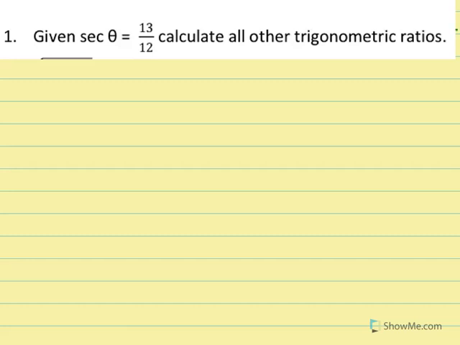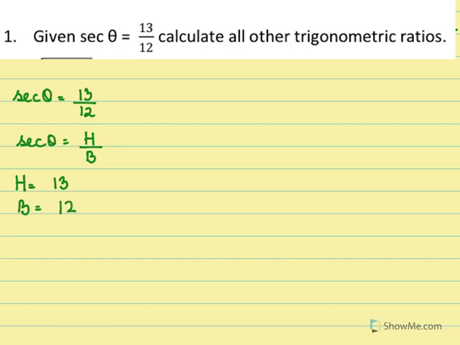Given sec theta equal to 13 by 12, calculate all other trigonometric ratios. So sec theta is 13 by 12. We also know sec theta is hypotenuse over base. So we can say, on comparing, hypotenuse equal to 13 and base equal to 12.